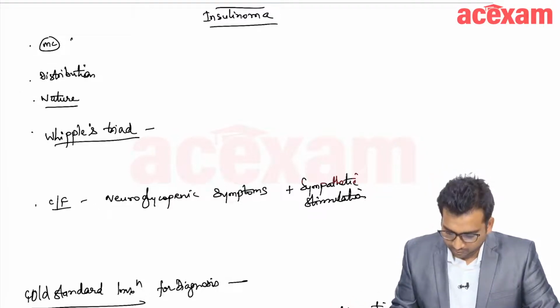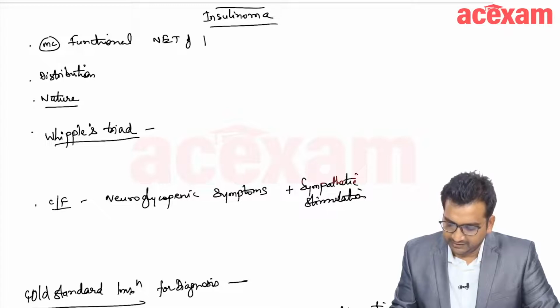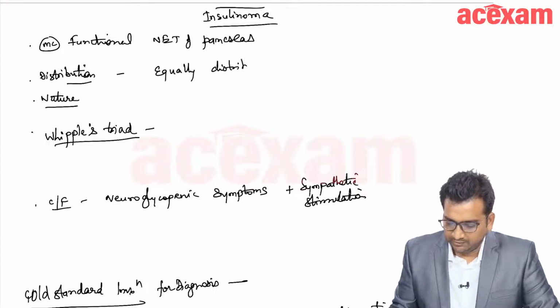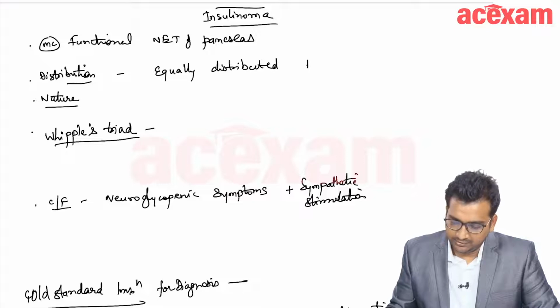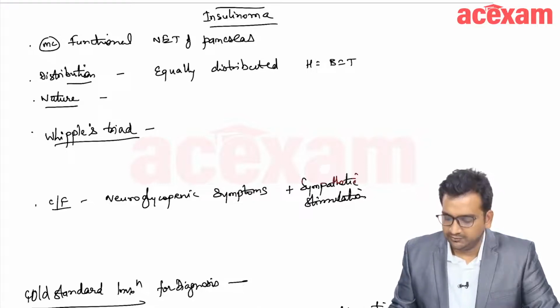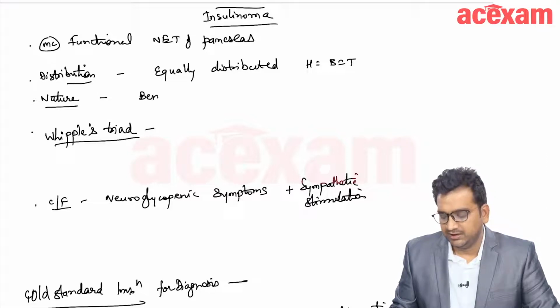Insulinoma is the most common functional neuroendocrine tumor of the pancreas. Regarding the distribution, it is equally distributed: equal in head, equal in body, and equal in tail. Regarding the nature of the disease, it is benign. It is not a malignant disorder.